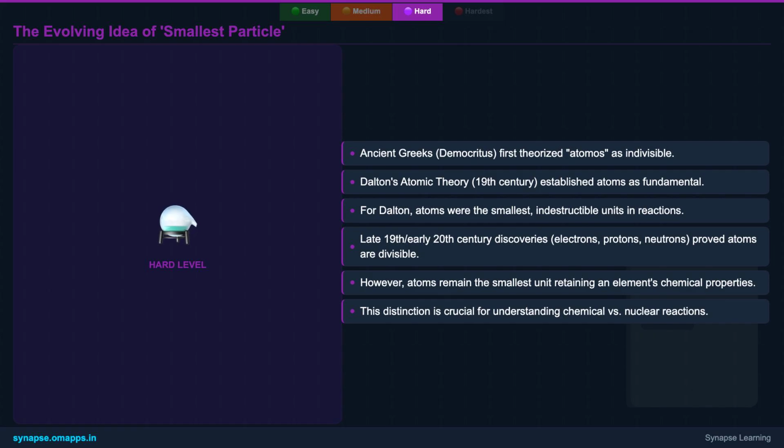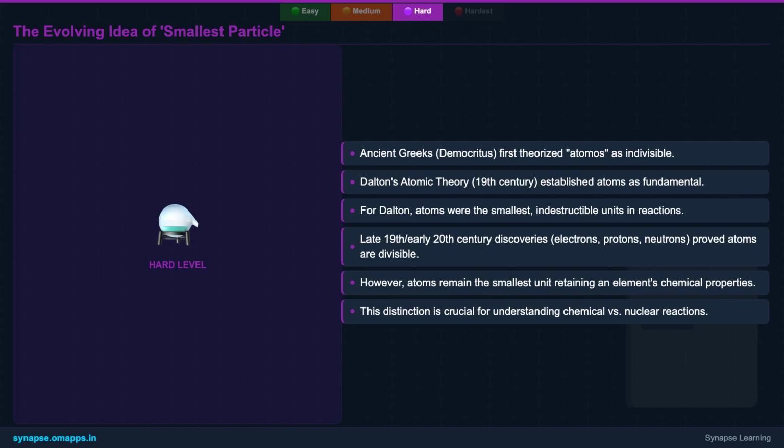Ancient Greeks like Democritus first theorized atomos as indivisible. Dalton's atomic theory in the 19th century established atoms as fundamental, indestructible units in chemical reactions. However, later discoveries of subatomic particles like electrons, protons, and neutrons proved atoms are indeed divisible. Despite this, atoms remain the smallest unit that retains an element's chemical properties, distinguishing chemical reactions from nuclear ones, where the nucleus itself changes.